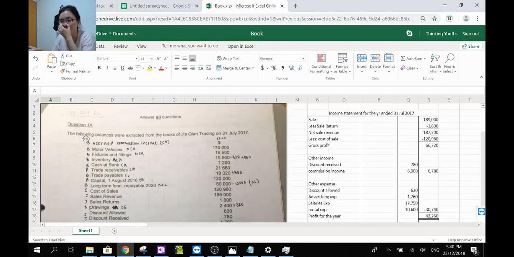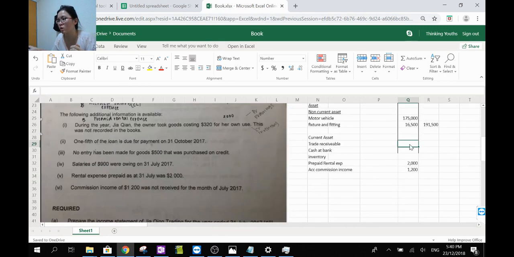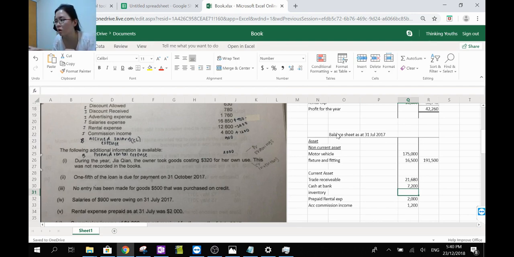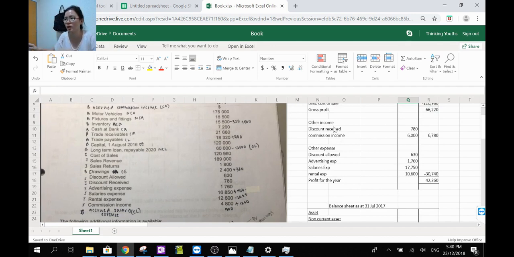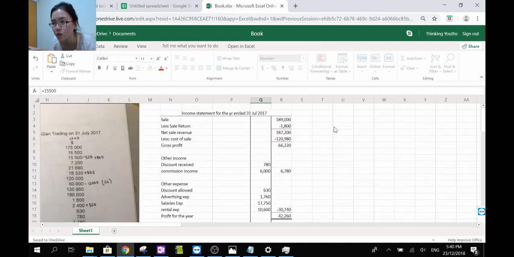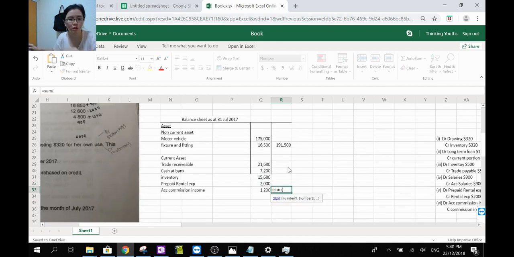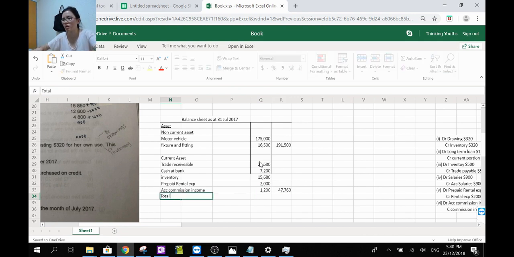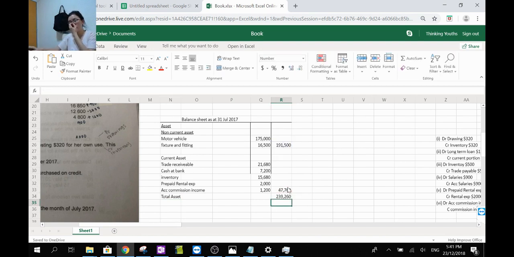Trade receivable, there's no adjustment, so it's 21,680. Cash at bank, there's no adjustment as well, 7,200. Then inventory, because we have two adjustments on that, so equals 15,500 minus 320 plus 500. So equal sum and we can go and calculate the total assets, which is this plus non-current plus current, which give you 239,260.